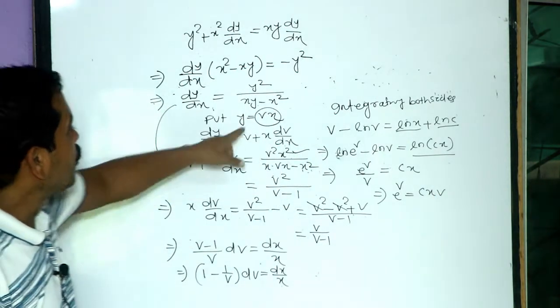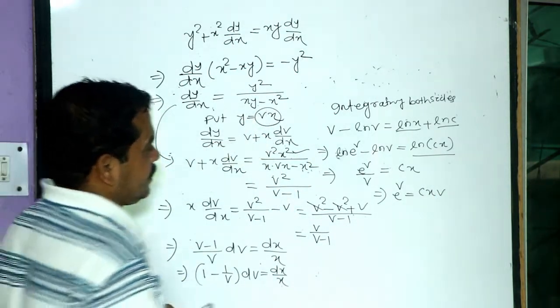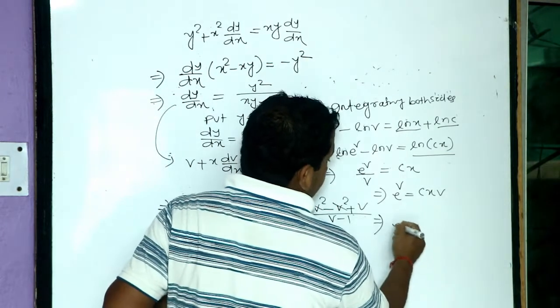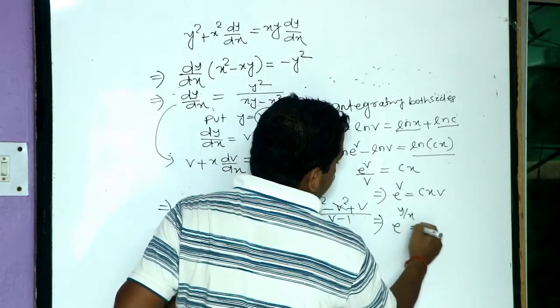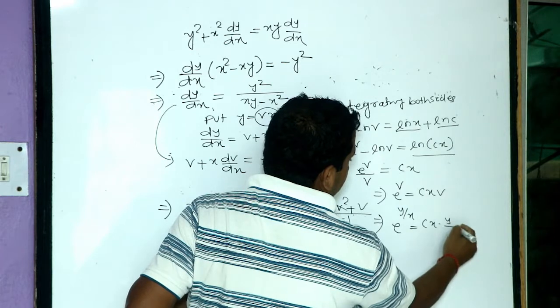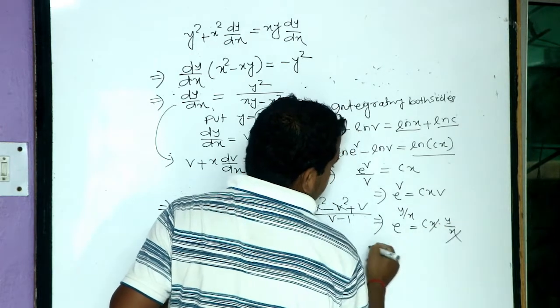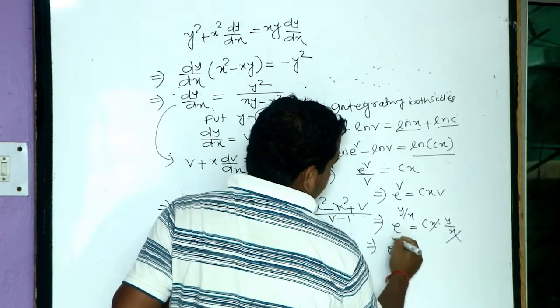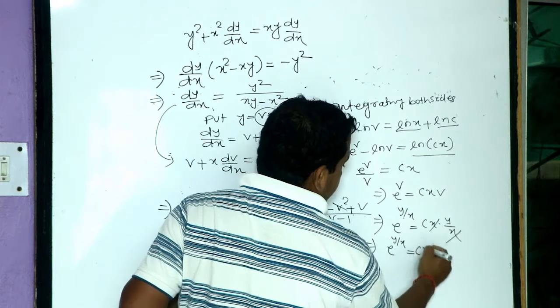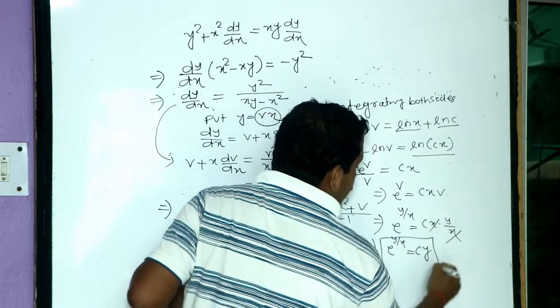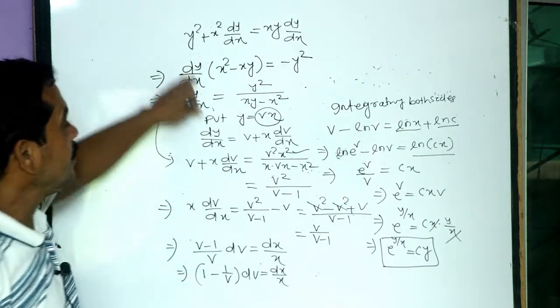Now we have to put v as y by x, which becomes e to the power y by x equals cx into y by x. Cancelling x, we have e to the power y by x equals cy. This is the solution of this differential equation.